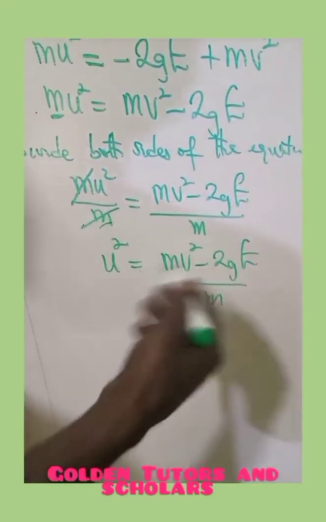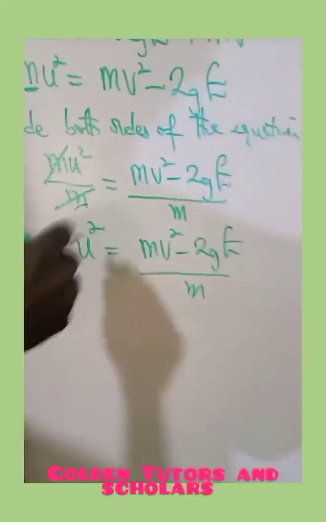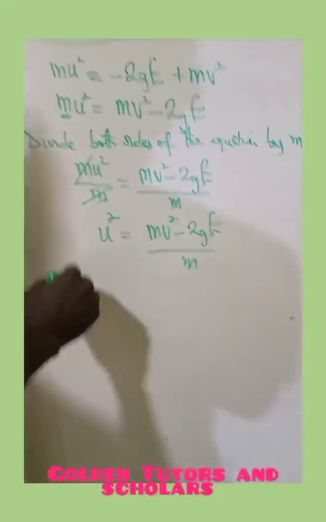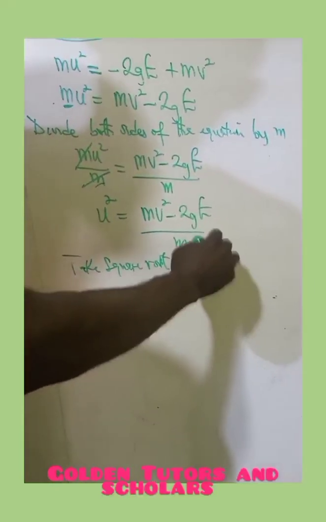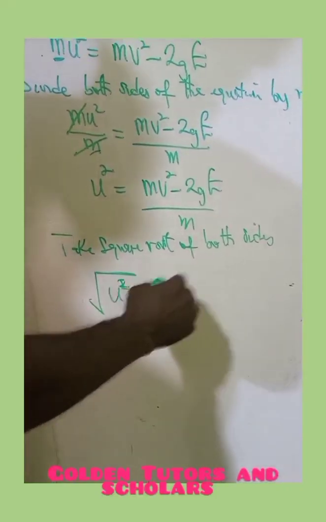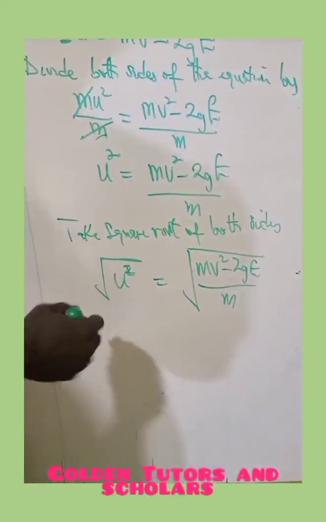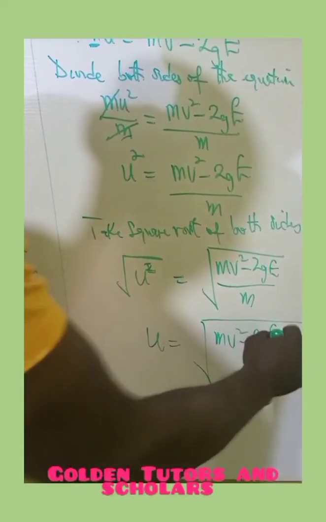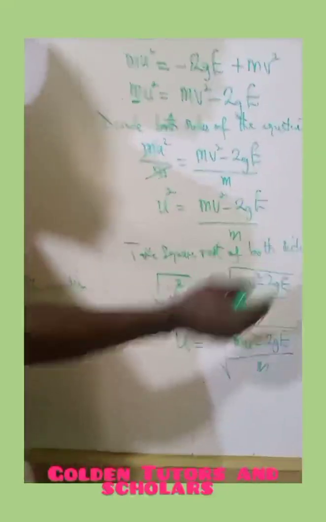I am not looking for u squared, but I want to get u, because the question says I should make u the subject of the formula, but this is u squared. How do I get u? If you take the square root of the square of a number, you will get the number. So I will take the square root of both sides. The square root of u squared equals the square root of mv squared minus 2gE over m. If you take the square root of u squared, it will give you u equals the square root of mv squared minus 2gE over m. As it stands, we have made u the subject of this formula. So this is what is required.